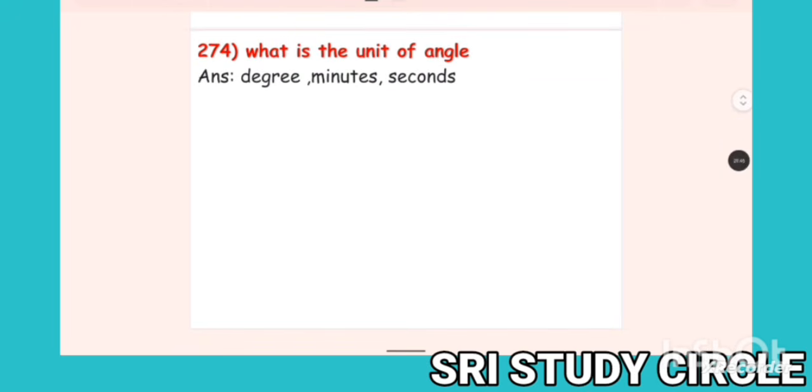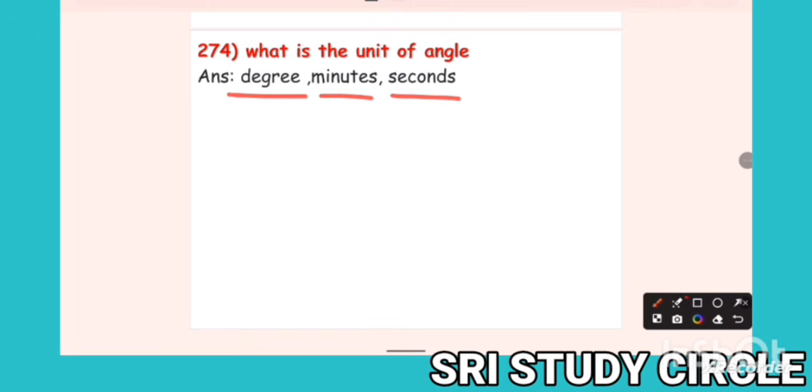What is the unit of angle? Degree, minutes, seconds.